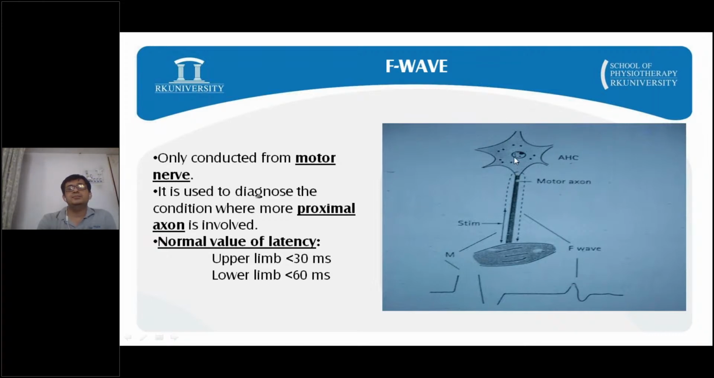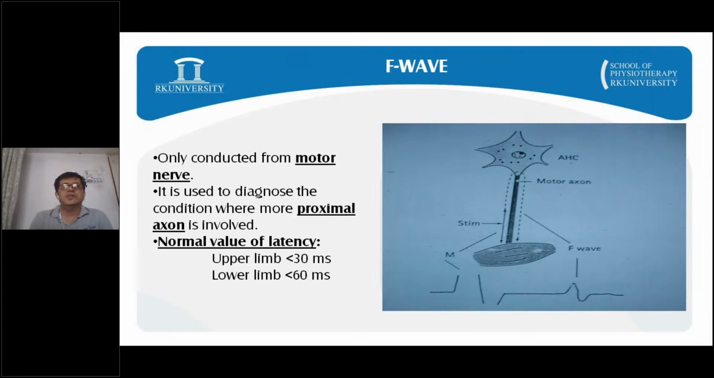So definitely this impulse will not be able to travel from postsynaptic membrane to presynaptic membrane. It is not possible. So definitely the impulse will have to come back. Clear? So when this impulse comes back, it will be recorded again as F wave. Clear? So F wave is purely for motor nerve, and if you suspect any problem at this proximal root, it is suggestive of any radiculopathy or any neuropathy type of symptom.